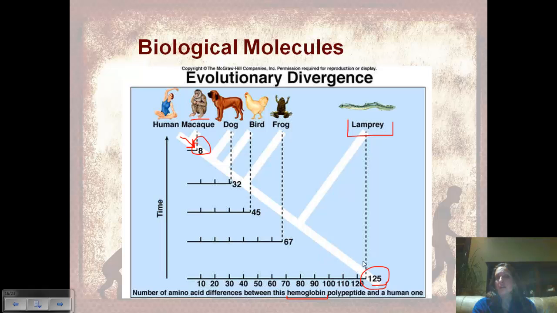The lamprey, way far, a long time ago, we would have shared a common ancestor because we have so many differences. So there was a lot of time for these differences to accumulate. And we can develop what's called a molecular clock by doing this. More differences indicate a time greater in our history, and fewer differences a more recent ancestor. So that is the evidence for evolution.